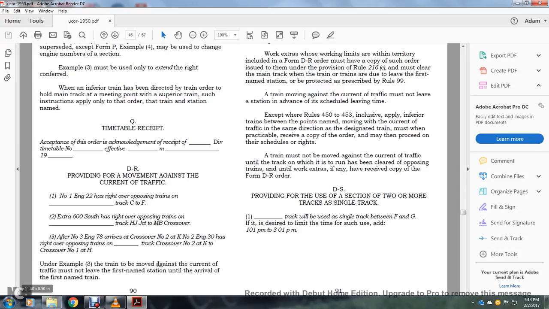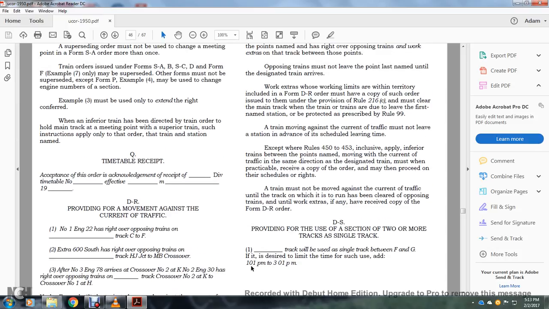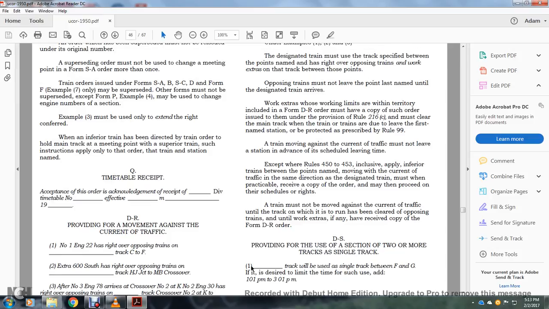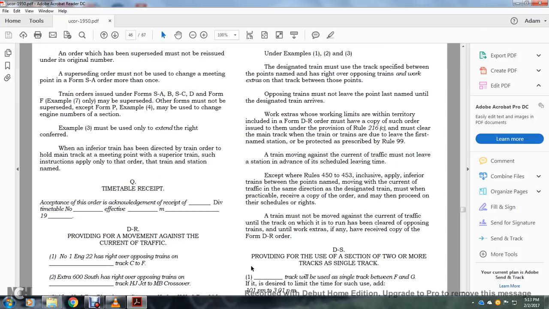Under example 3, the train to be moved against the current of traffic must not leave the first named station until the arrival of the first named train. Under examples 1, 2, and 3, the designated train must use the track specified between the points named, with the right over the opposing train and work extras on the track between those points. The opposing train must not leave the points last named until the arrival of the designated train.